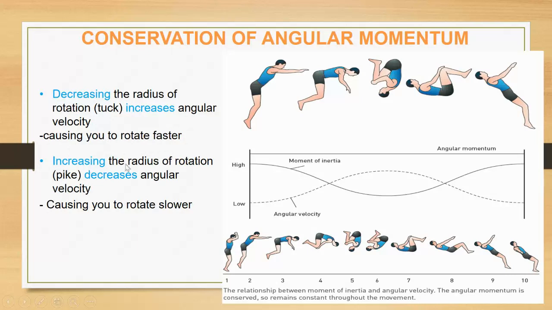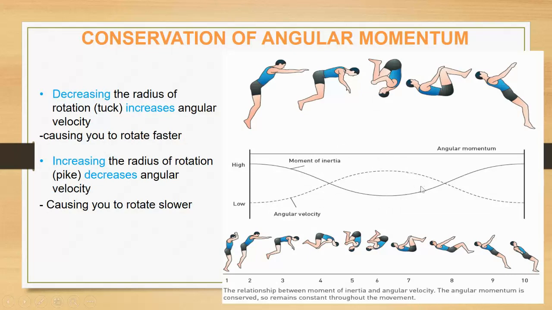When you increase the radius of rotation, so when you make yourself tall and the radius is long, like in a pike, it decreases the angular velocity. It makes you spin slower. And this causes you to rotate much slower. So that's the relationship. As moment of inertia is high, angular velocity is low. And when they start to cross over, it is because the person is tucked into a ball, which means there's less resistance to their rotation and they're able to spin at a higher angular velocity.